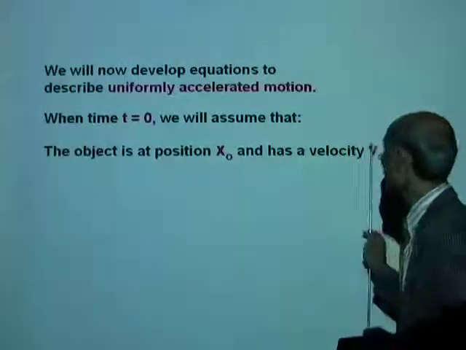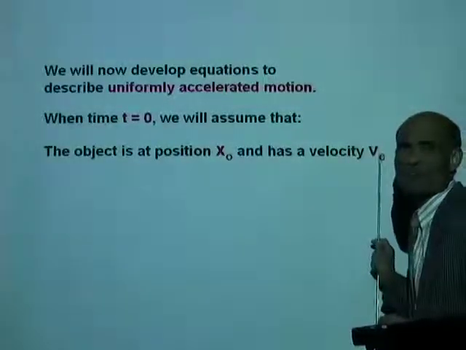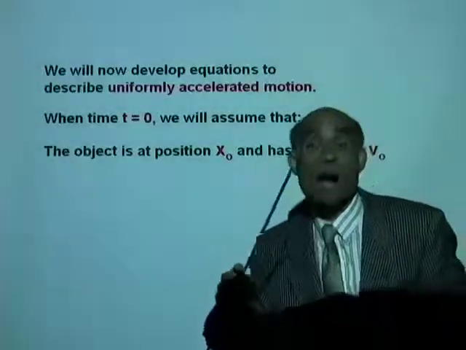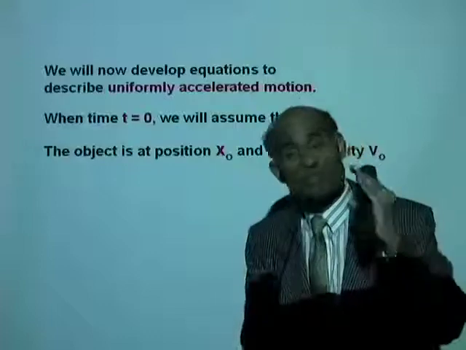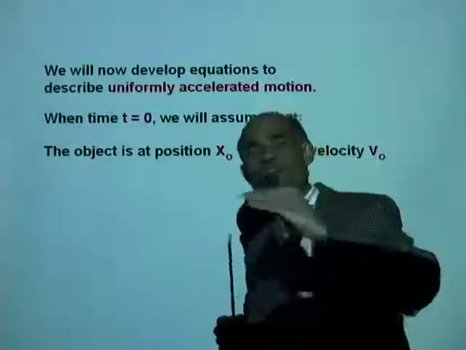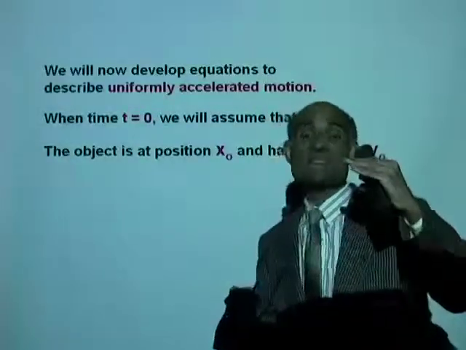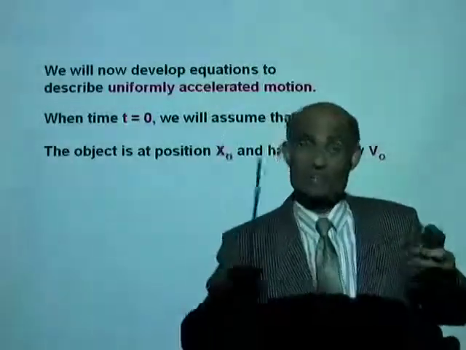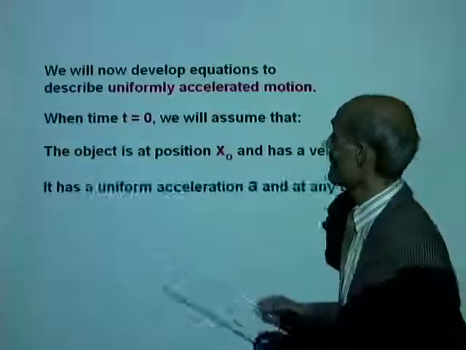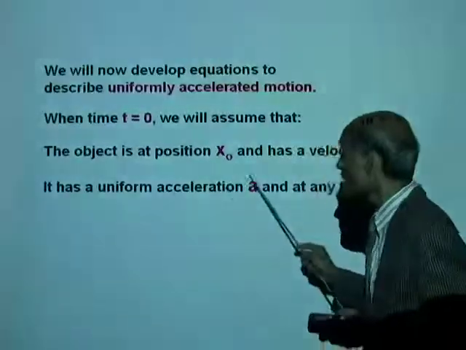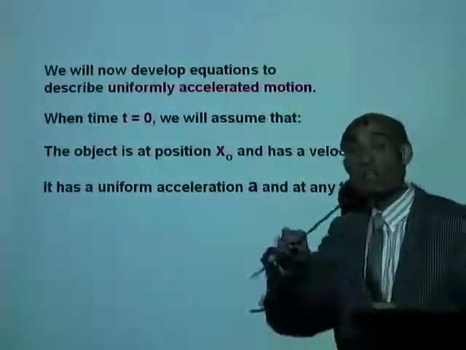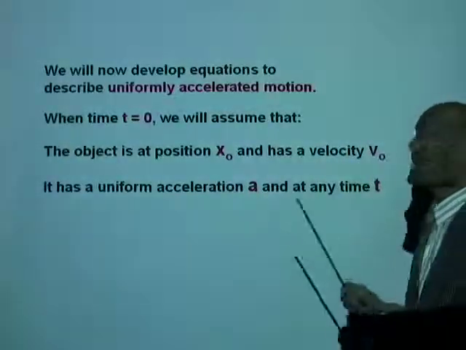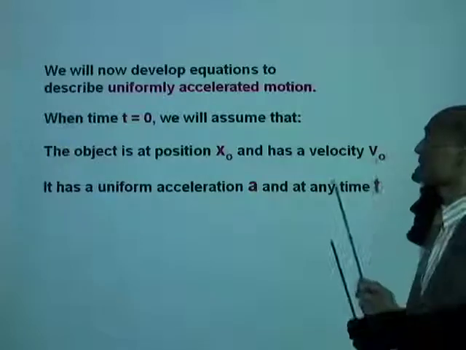Now very often I have a habit of representing the v0 as v sub I. Now if you see that, think that they are the same thing. What does v sub I stand for? Initial velocity. Initial, when you start your clock. Okay. It has a uniform acceleration a. In other words, the acceleration does not change. Its value is a at any given time t.